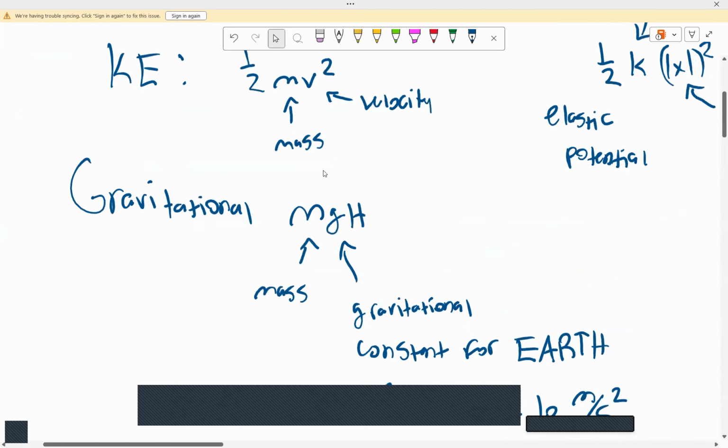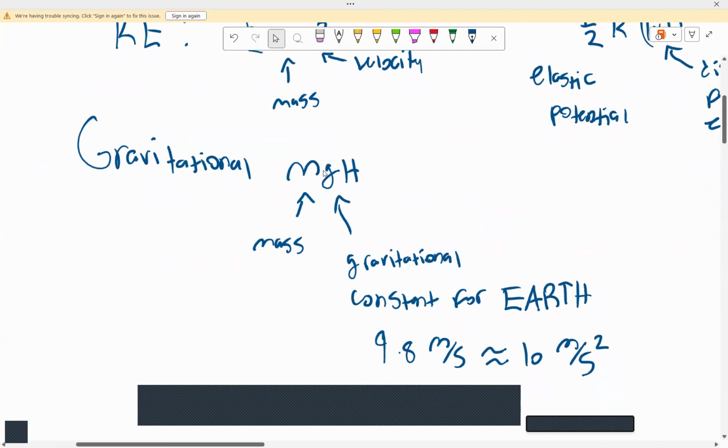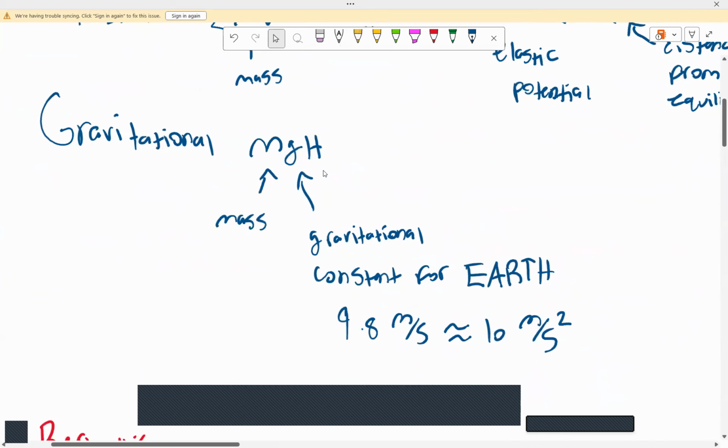And then I want to go over gravitational potential energy, which is the other basis that you'll see. So mgh. M for mass, g is for the gravitational constant for Earth. It's constant for Earth. For example, if you're talking about Mars, this will not be true, since Mars has a different gravitational constant because it's a different planet. On Earth, it's 9.8 meters per second squared, or for the purposes of the MCAT, you could round it to 10 meters per second squared.